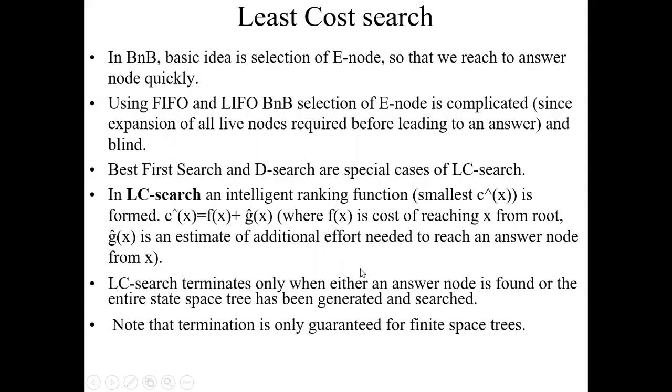So branch and bound guarantees you termination for finite space trees. It will guarantee you the solution, or the optimal one.